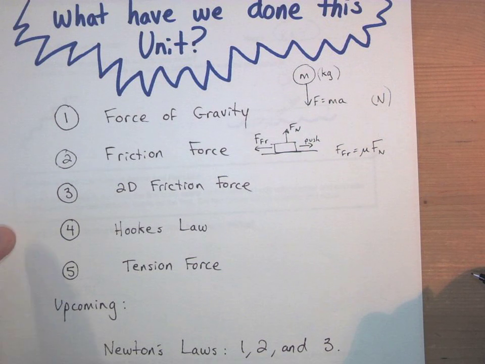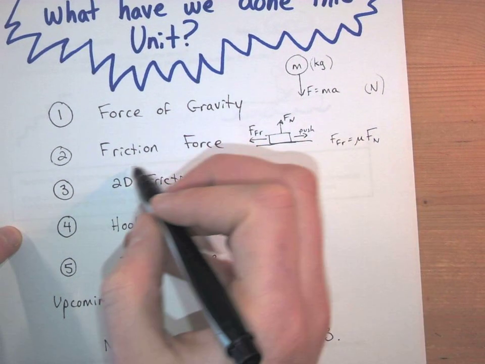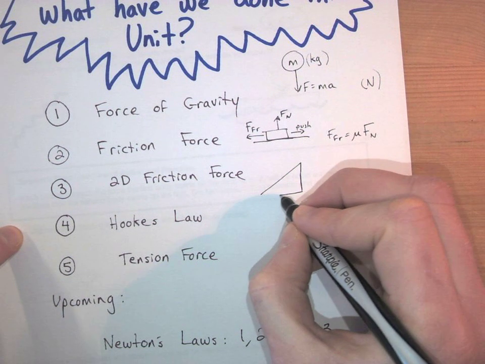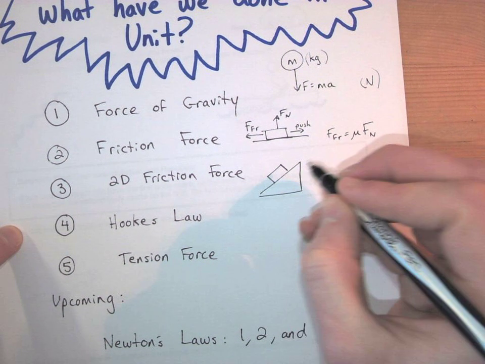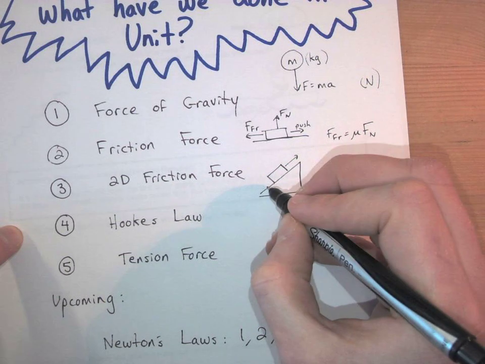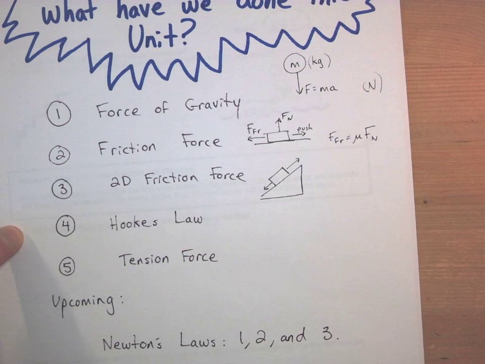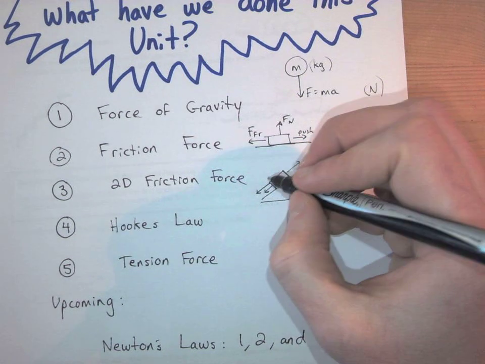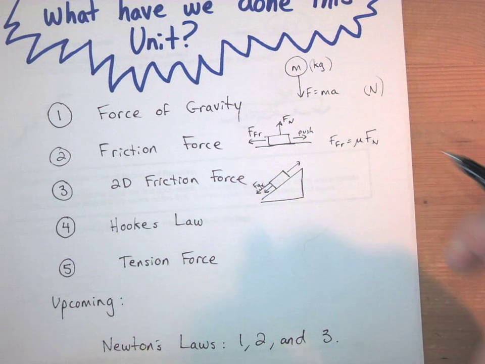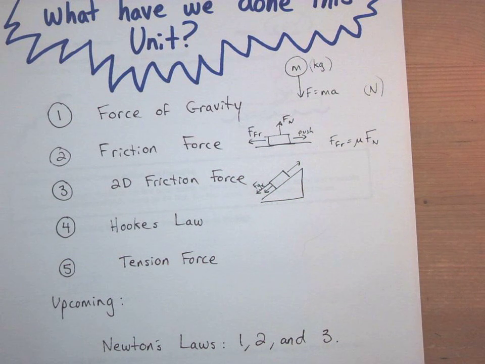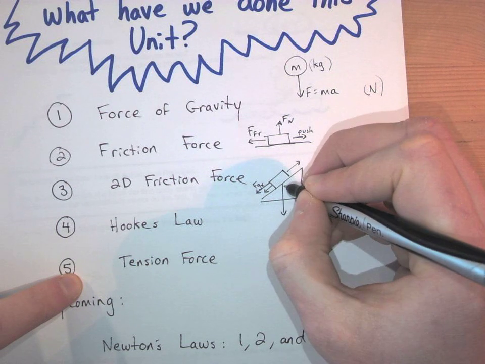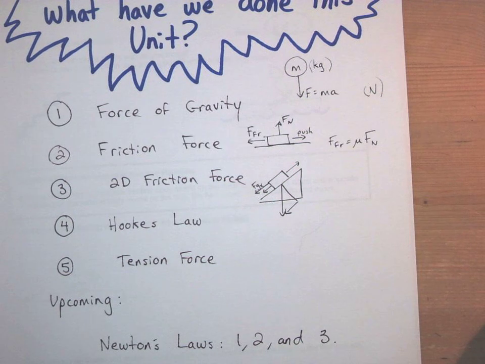Alright, then after that we worked on 2D friction forces. That's the same as that, but a lot more complicated because you're working on slopes. We had a box and we were pushing upward, and we had a force of friction working against the box, but we also had a force of gravity in the x direction also working against our box. So we had to calculate that using a triangle like that. We worked on that in another lesson.